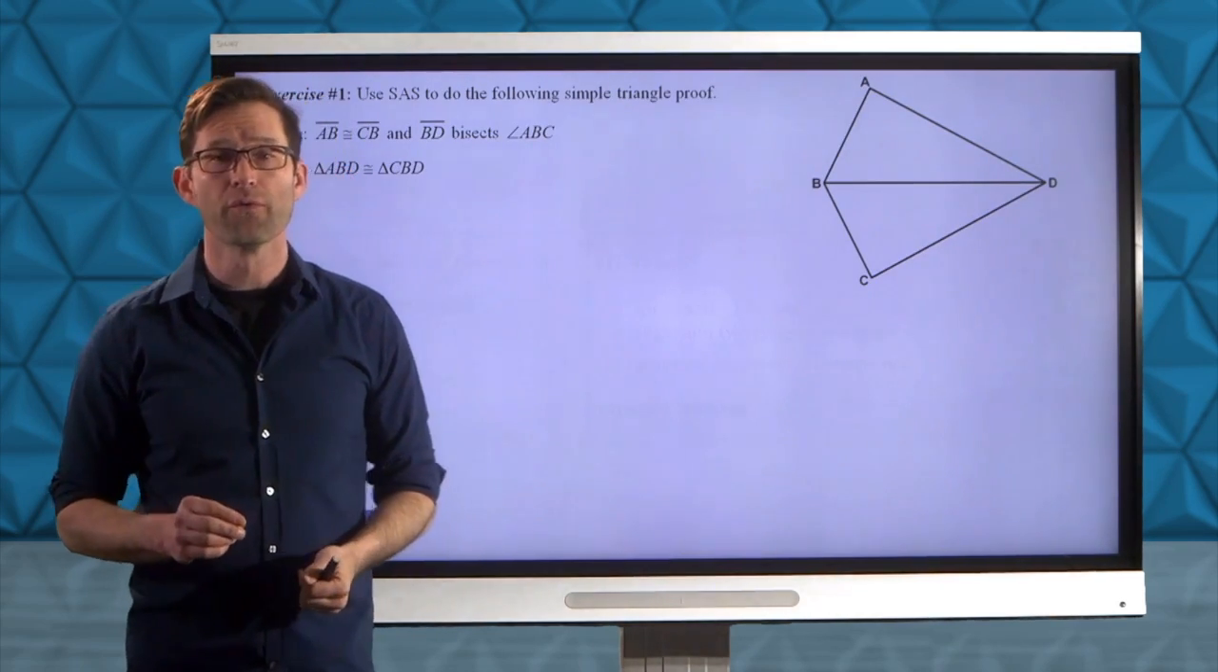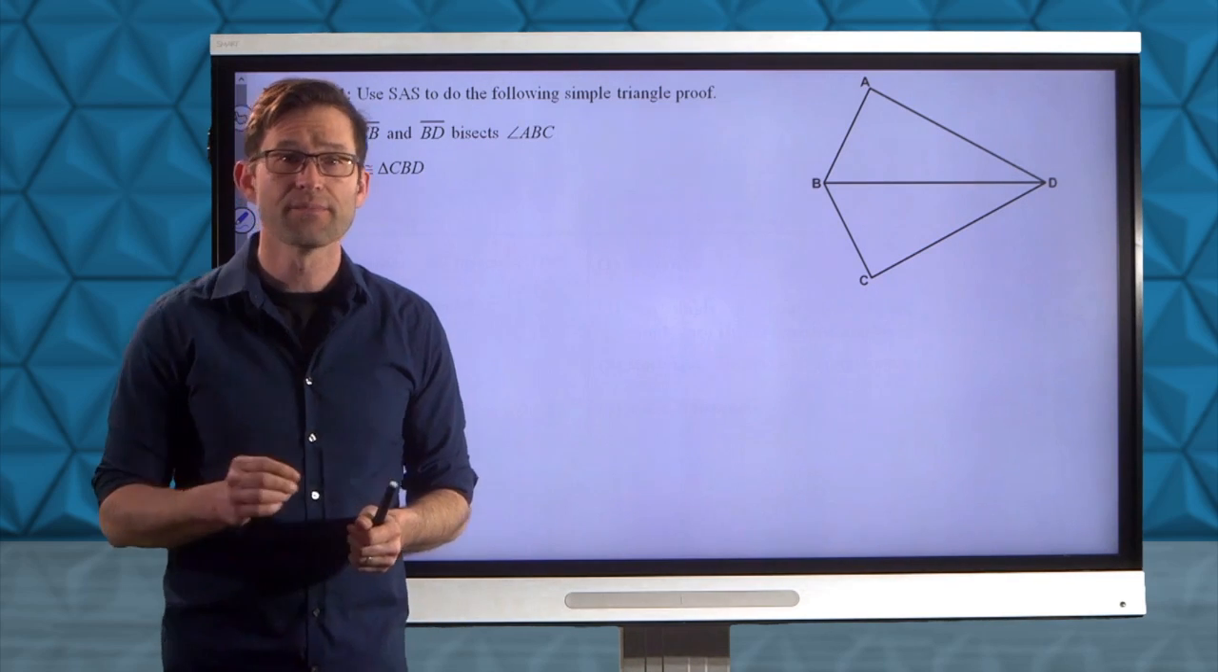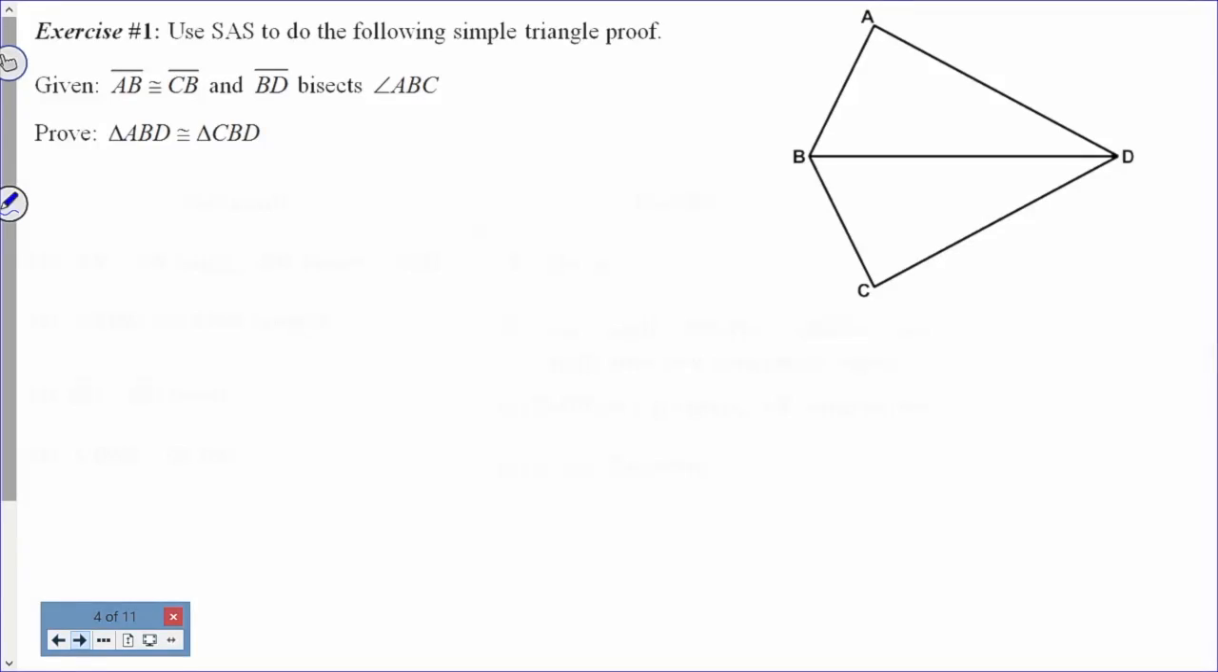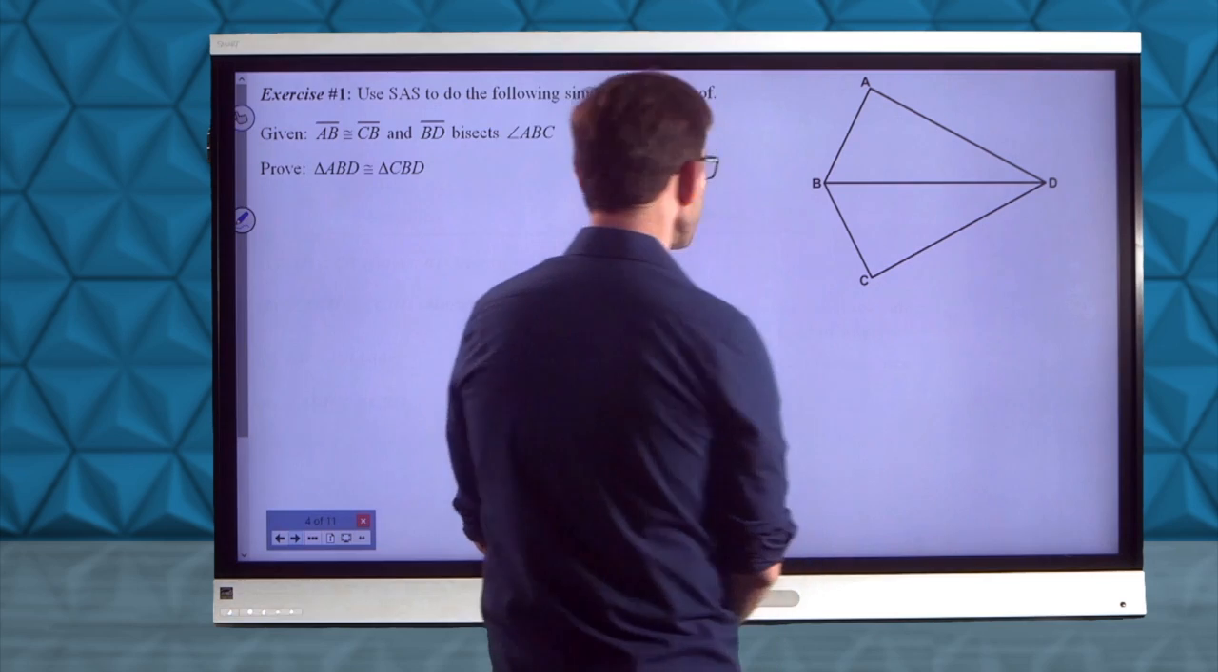Let's take a look at a proof that involves SAS. Exercise number 1. Use SAS to do the following simple triangle proof. Maybe simple should be in quotes. Given AB is congruent to CD and BD bisects angle ABC, prove that triangle ABD is congruent to triangle CBD.